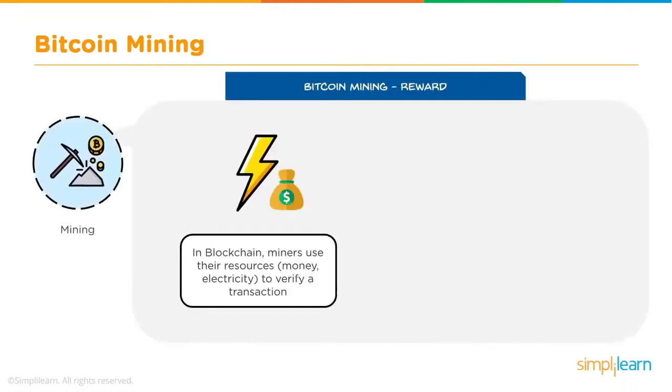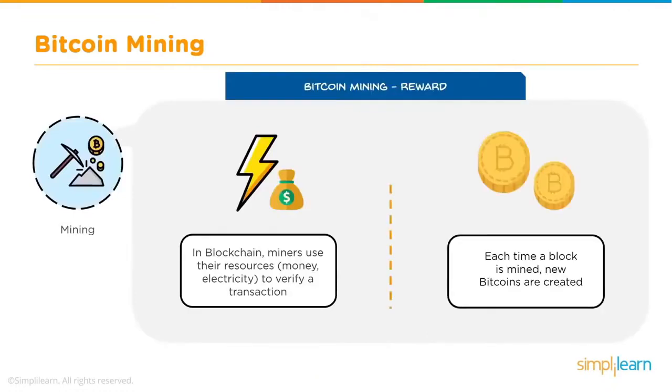So as of today in blockchain, miners use their resources to verify a transaction. Each time a block is mined, new bitcoins are created in the network. The Bitcoin total supply is limited. It is at 21 million. Approximately 21 million Bitcoin are in supply. 17 to 18 million Bitcoins have already been mined, so only 3 to 4 million are left.